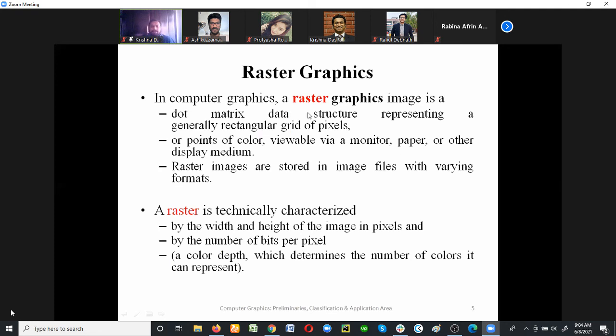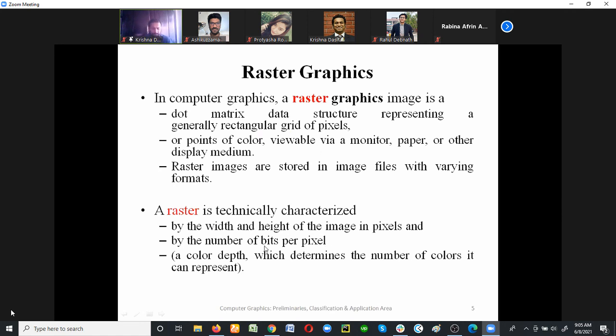It is viewable by monitor, paper, or other medium, that is the raster graphics, and they are stored in an image file, with different formats they can be saved as an image file. And this is technically characterized by the width and height of the image in pixels. So you have seen already how many lines you have in the x coordinate and y coordinate. That gives that many pixels. And also the number of bits per pixel.